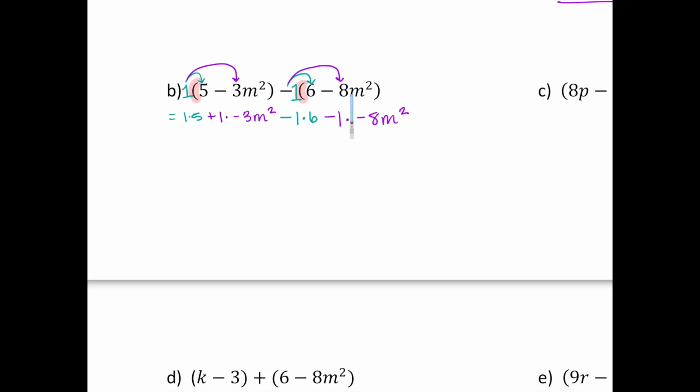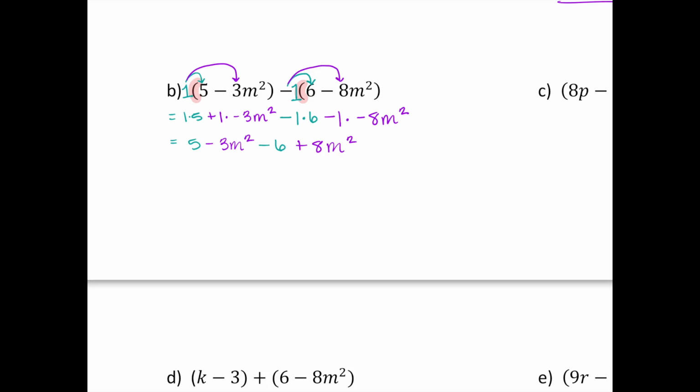This is a negative 8m squared. So now order of operations tells us to do all the multiplying first, so find all of the multiplying and do the multiplying. 1 times 5 is 5. 1 times negative 3m squared is negative 3m squared. Negative 1 times 6 is negative 6. Negative 1 times negative 8m squared is a positive 8m squared.